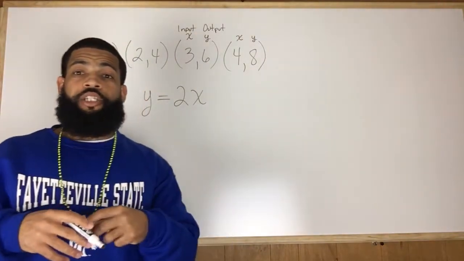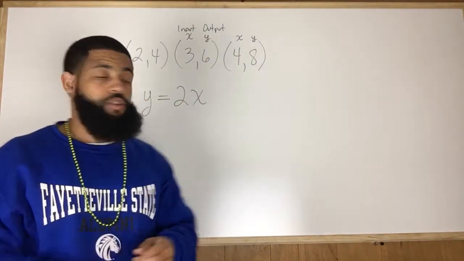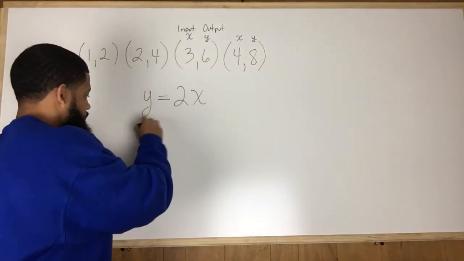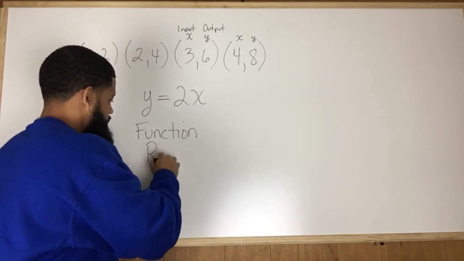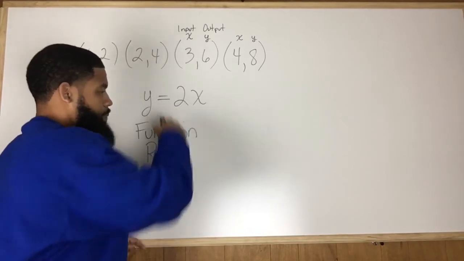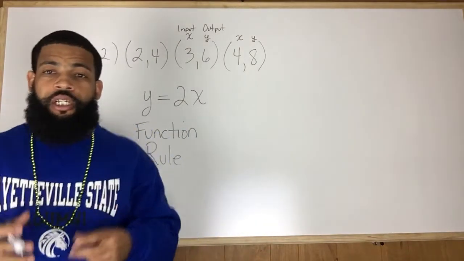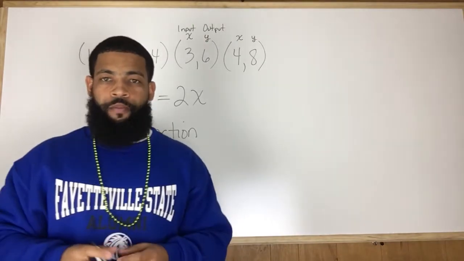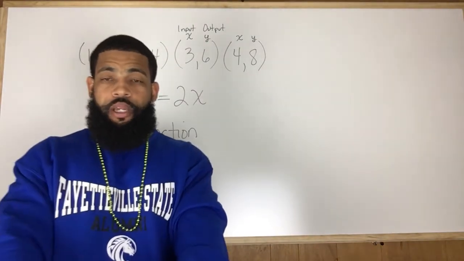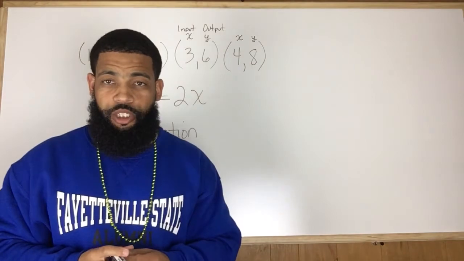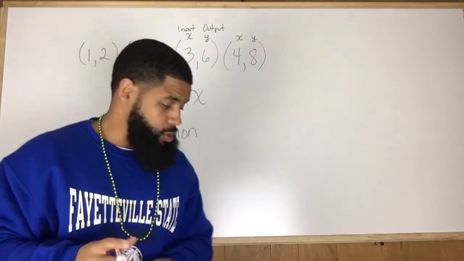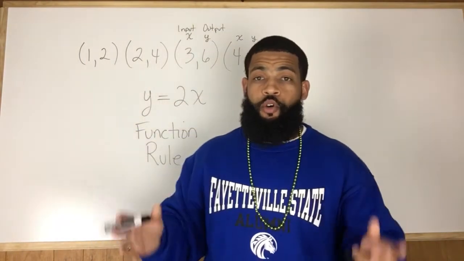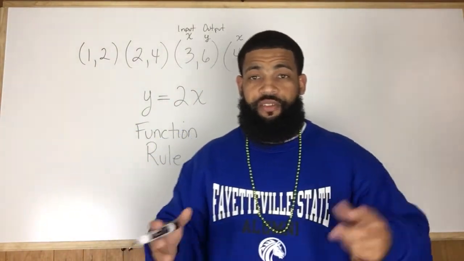So basically, you're taking your input or your x value and plugging it into the function rule. We call this a function rule, and it's going to give us a corresponding output. Now, I gave you the ordered pairs in the beginning in this particular example, but it's not always going to be given to you like that. So we must be ready for the different forms of how these relations and these functions are going to be given.